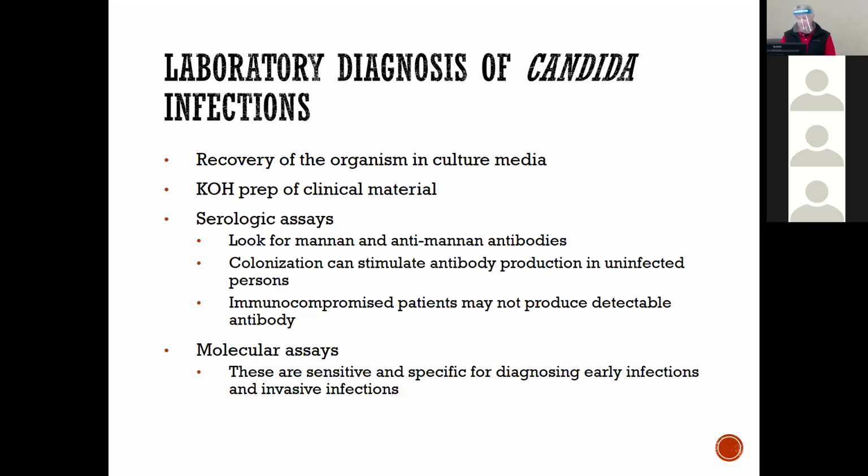Colonization can stimulate antibody production in an uninfected person. And immunocompromised patients may not produce detectable antibodies. And that's what every section said, when they said, hey, it's time to do an antibody test, they said, but consider your immunocompromised may not have that ability. They might not have produced an antibody because their immune system's been suppressed. So even with the antigen being there, the antibody test might not be a good thing for an immunocompromised patient. Then they talk about molecular assay, sensitive and specific for diagnosing early infection or whether it's an invaded infection.